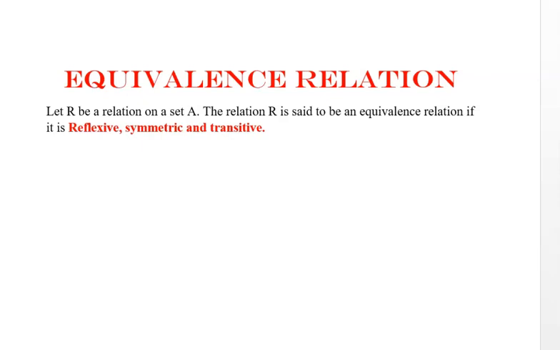These three properties must hold for a relation to be called an equivalence relation. So to show these three properties, first we have a relation that can be R, then we have it on a set.